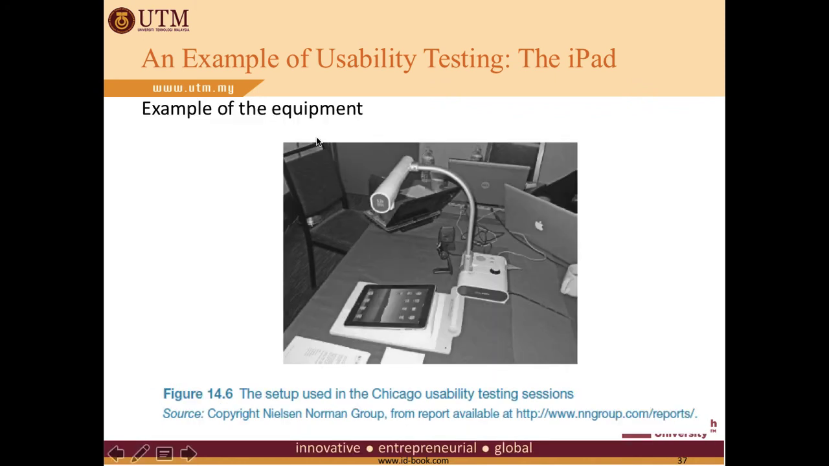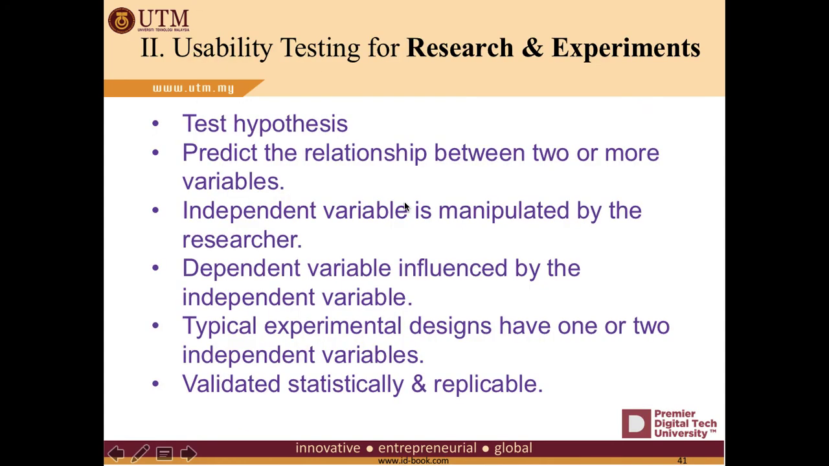Okay, this is the equipment used in the usability testing. Again, you can see the camera, the iPad and the chair of the user. They will try to use the iPad and be recorded by the camera. Okay, so in the second part of usability testing, what you have to understand is usability testing for research and experiment. Maybe in usability testing you can set up a test hypothesis, or you can predict the relationship between 2 or more variables.